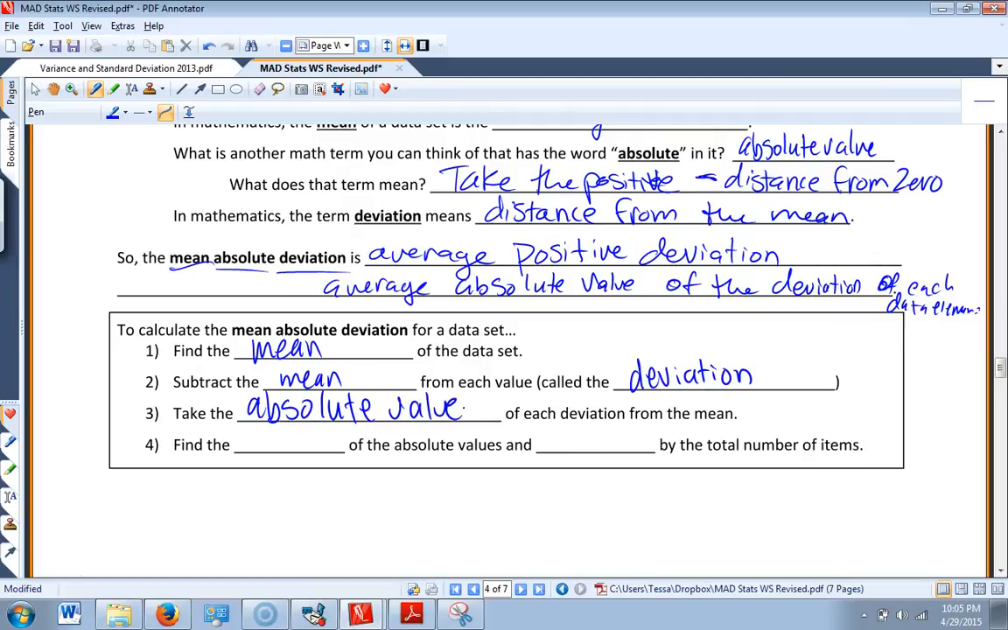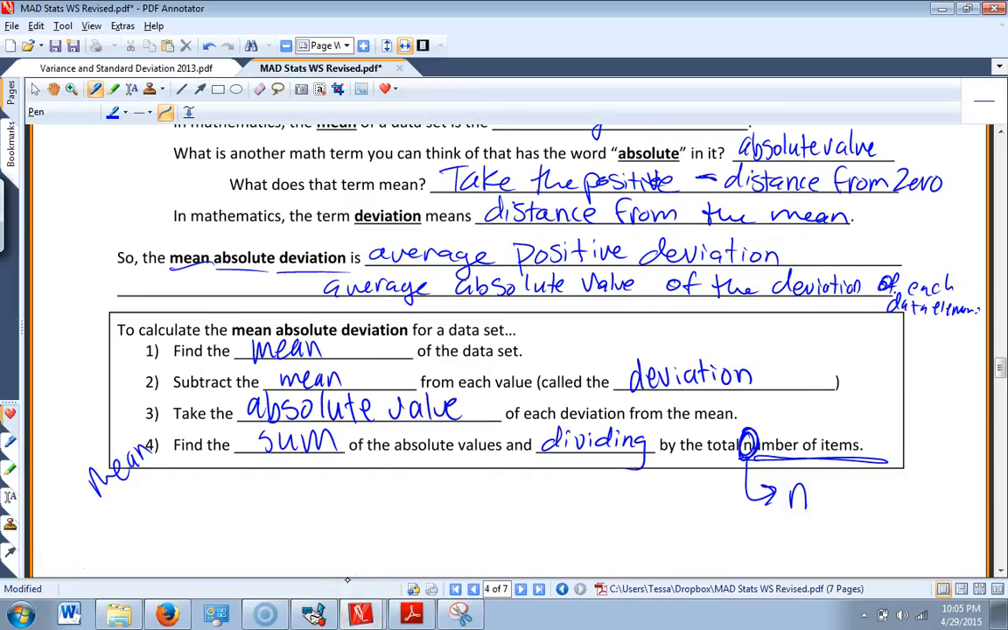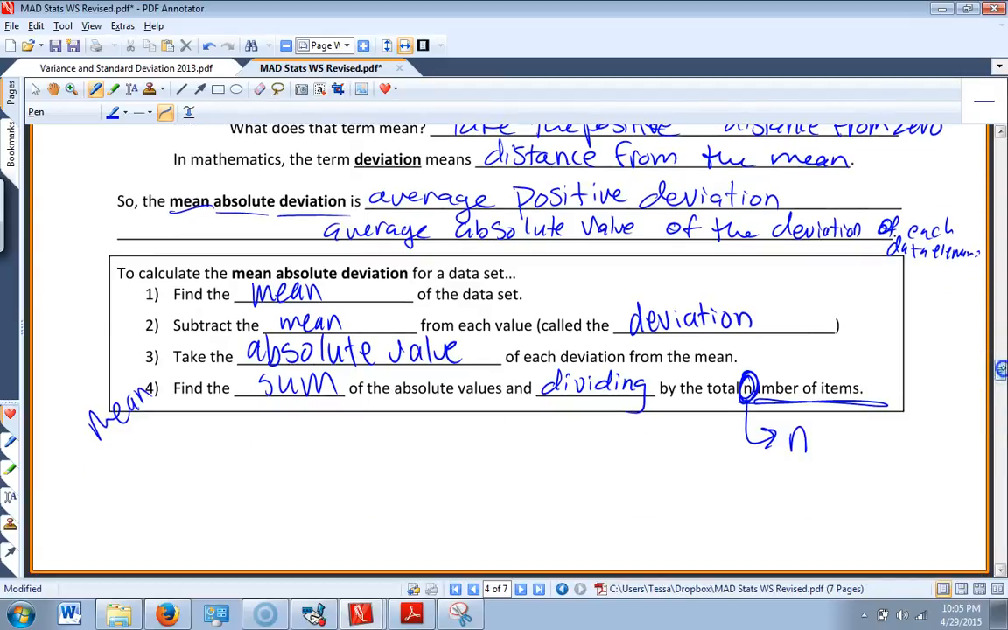From there, we're finding the mean absolute deviation, so we are finding the mean of the absolute values. We are finding the sum of the absolute values and dividing by the total number of items. Number of items is always designated by n. That's on your formula sheet right there. N represents the number of elements in the data set. All right, so n, number of items.